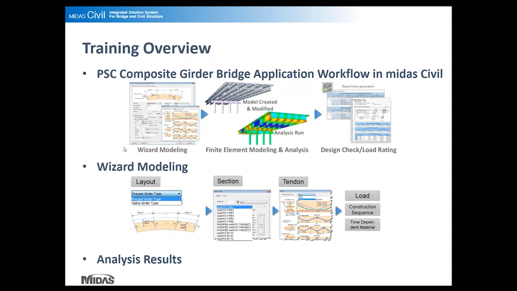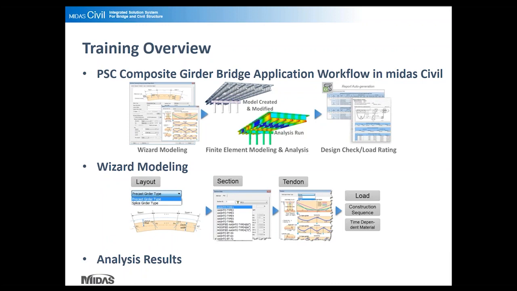And this workflow not only applies to prestressed concrete composite, but also to the steel composite girder bridge, steel plate girder. So the wizard modeling can be summarized into four large portions. First, you'll be defining the general layout, how many spans you have, how many girders you have, and so on. What are the sections that you're going to be using? And we also have a database for the sections, which I'll be walking you over in the very beginning shortly.